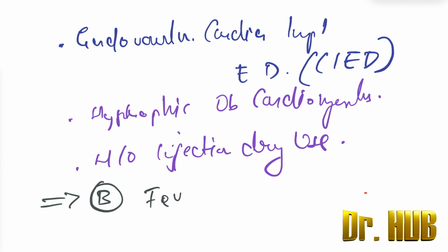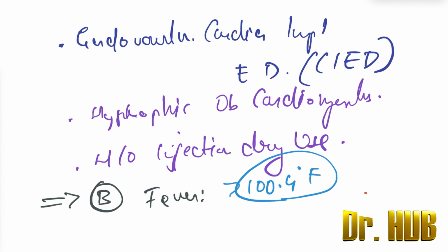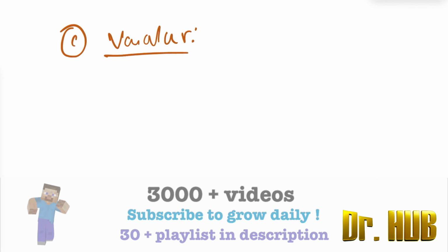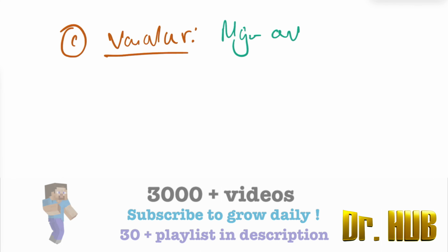B is nothing but fever. By fever we mean a temperature greater than 100.4 degrees Fahrenheit. Next we will move on to the third one, that is vascular. So let's repeat what we did. We saw the minor, the predisposition was done, the fever was done, now it is vascular. Under vascular there is a major arterial emboli.